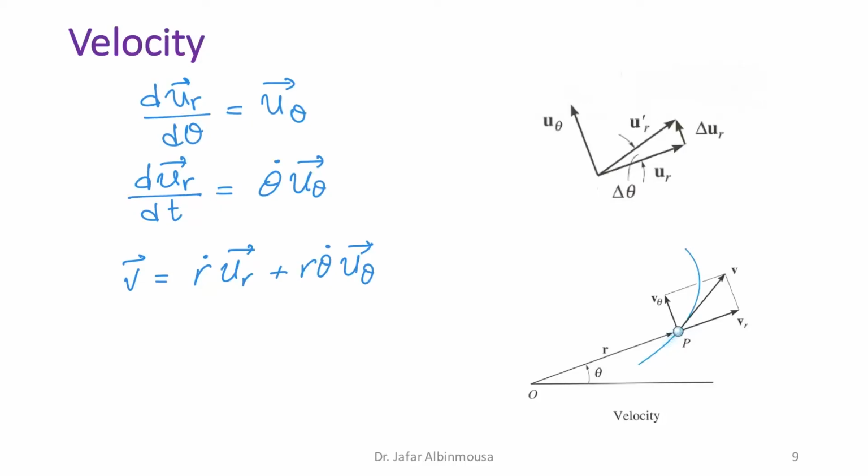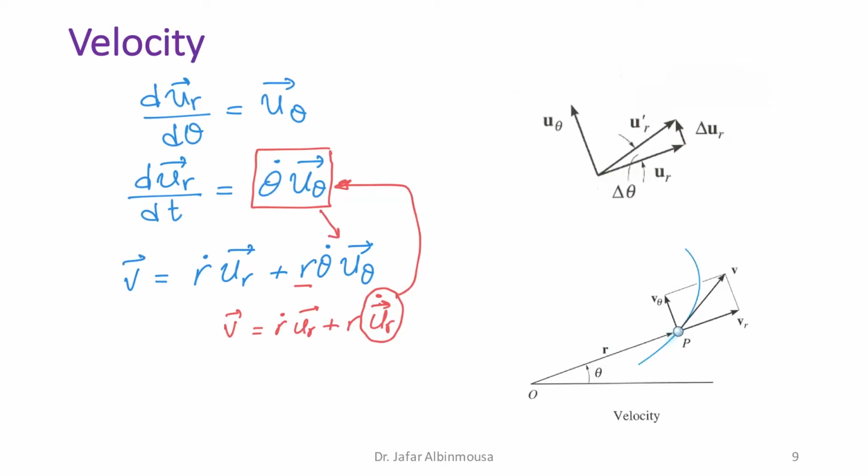Just to remind you here that this r dot came from the equation in the previous slide, v equals r dot ur plus r ur dot. All what we did over here is that we proved that the ur dot vector from here is this, and we substituted it back over here. That's it.